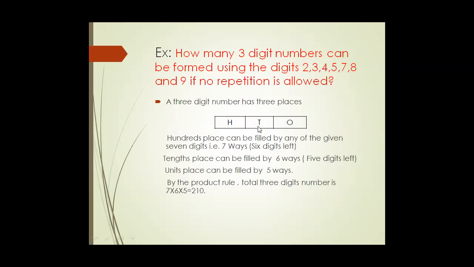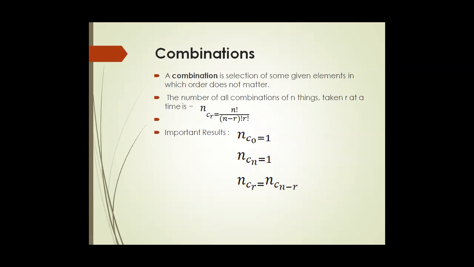So for the tens place, how many ways? 6 ways. The hundreds place and the tens place are gone, meaning 2 digits are used, so 5 digits remain. The ones place can be filled in only 5 ways. By the product rule, since one does not depend upon the other, the total number of 3 digit numbers is 7 into 6 into 5, which is 210. We can form 210 three digit numbers.